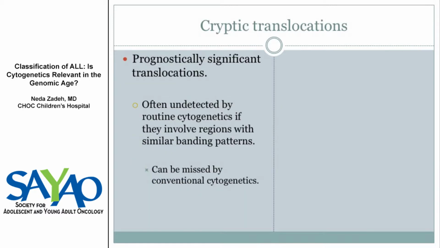The other type of translocation that I wanted to make sure we mentioned are the cryptic translocations. And these are most likely what drives alternative methods of genomic detection, because these translocations are prognostically significant but can be very hard to detect by conventional cytogenetic methods due to the size or chromosome location. The most common example that I could think of is the 12;21 translocation, also known as ETV6-RUNX1. That would be very hard to see on conventional cytogenetics.